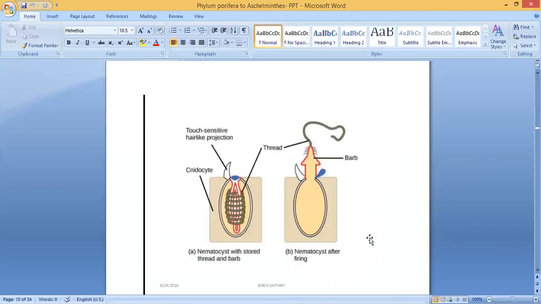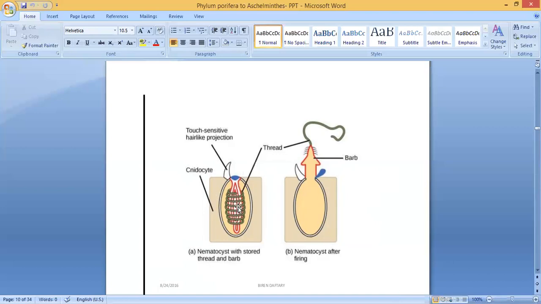Yeah, this is actually this cell. It is called a cnidocyte. It is a special cell. What does this cnidocyte contain? It contains a nematocyst with a stored thread and barb. So this is the thread and barb.